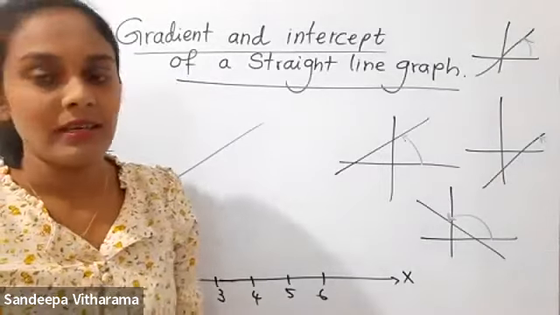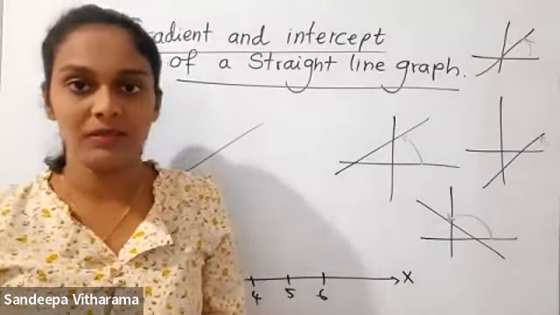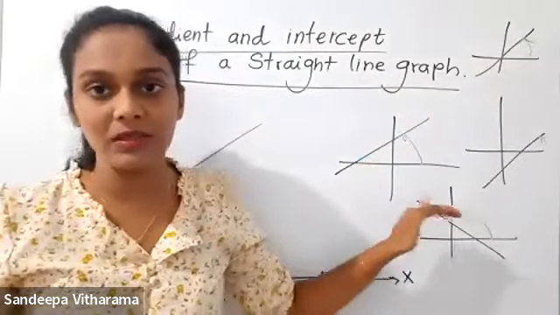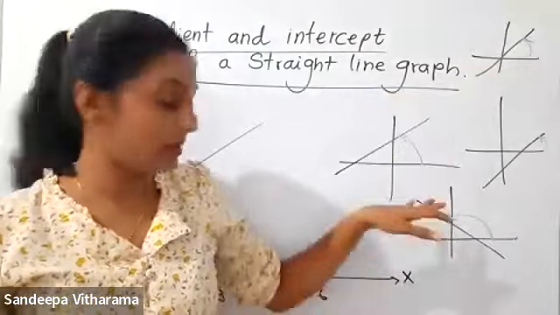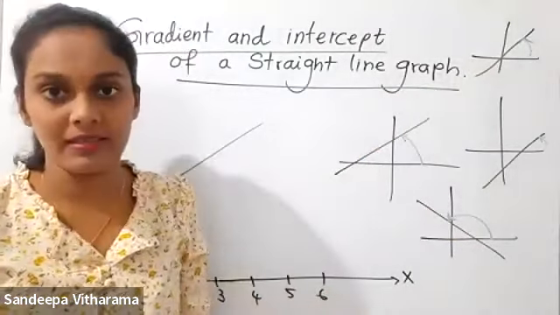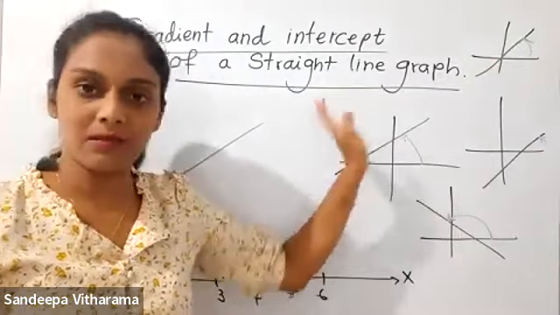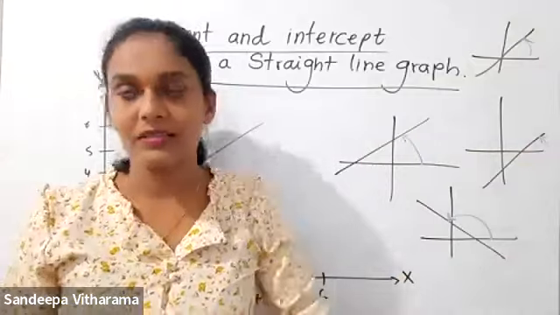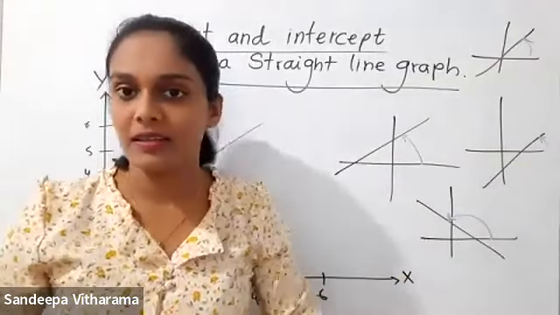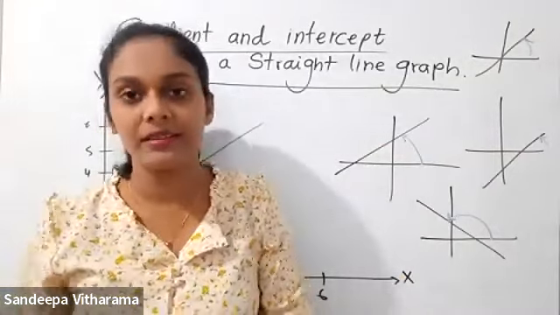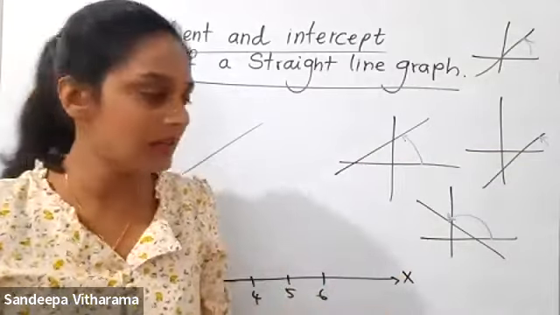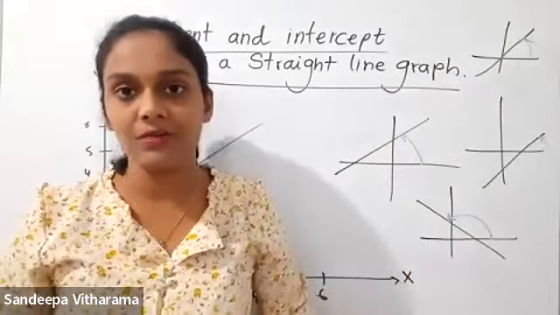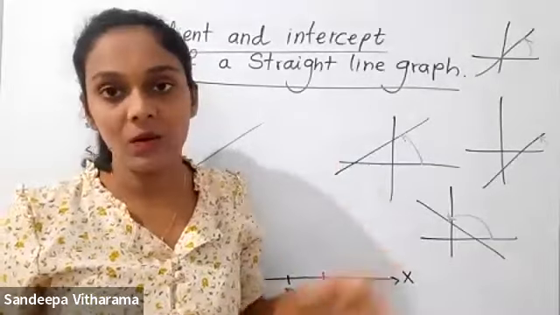The gradient means a particular measurement given about the angle that this straight line makes with the positive side of the x-axis, anti-clockwise. Do not think too much about this angle; it is a small measurement. You do not need to explain what the gradient is; in the exam you are given a question and asked to find a gradient. The other thing I said is that the straight line graph intersects the y-axis, and the place where it intersects the y-axis is called the intercept.